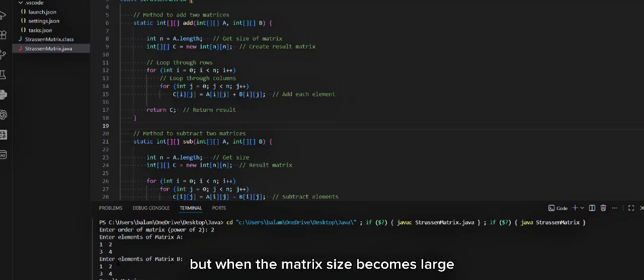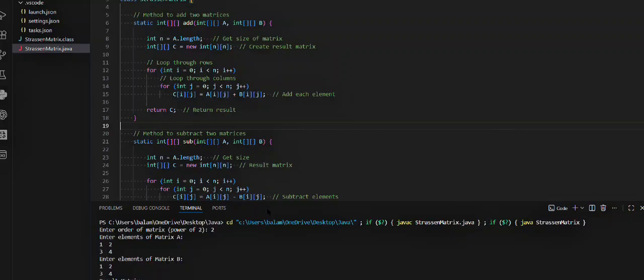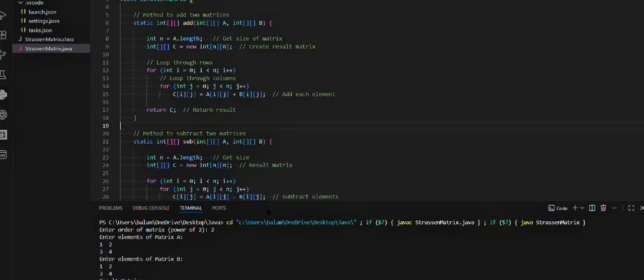But when the matrix size becomes large, the normal method becomes slow because it performs too many multiplications. So we need a faster and smarter way to multiply matrices. The faster way is called Strassen's algorithm. Why do we need this? When the matrix size becomes big, like 100 by 100 or 1000 by 1000, the number of calculations becomes very large. Normal multiplication takes time of big O of n cube, but Strassen's algorithm reduces it to around big O of n power 2.83. So for large matrices, this method is faster.